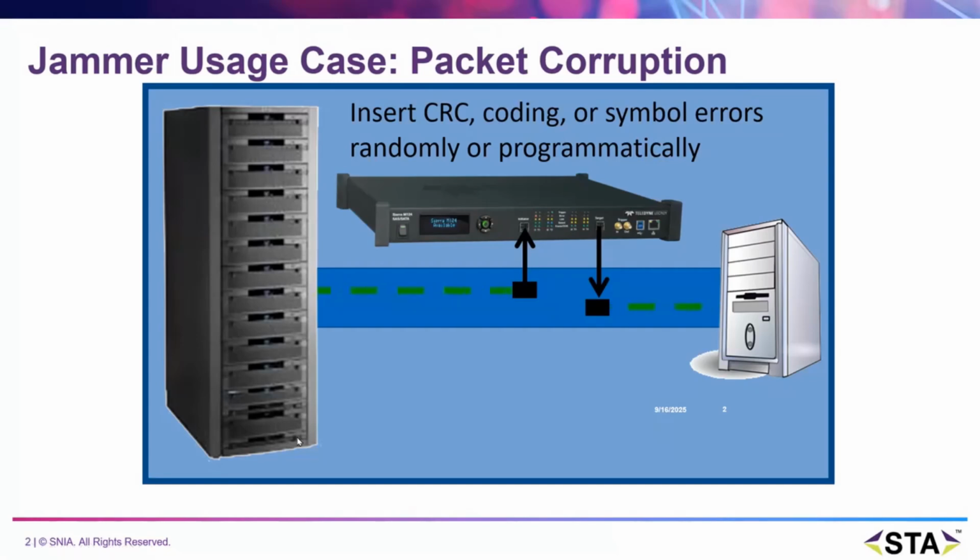Using the Jammer option on a protocol analyzer, validation teams can inject CRC coding or symbol errors, either randomly or programmatically. This allows us to simulate real-world fault conditions and observe how devices respond to corrupted packets, which is critical for validating error recovery mechanisms.